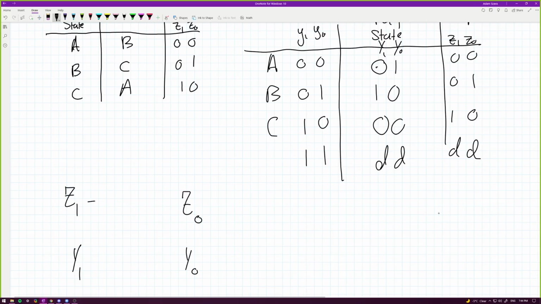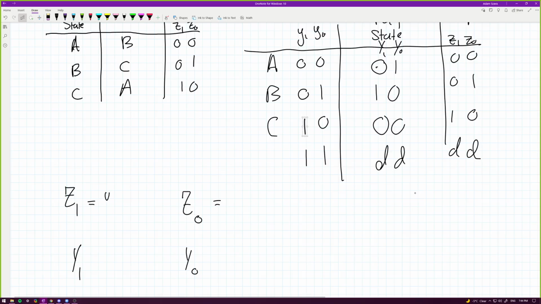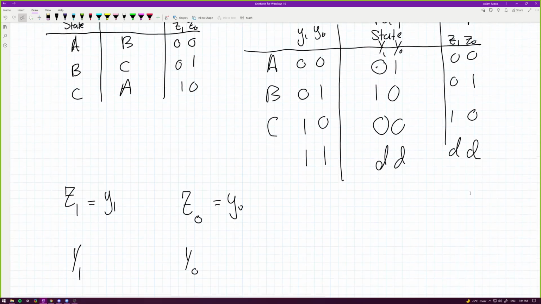Well, just by inspection, the output is always the same as the state. So I can just say Z1 equals Y1 and Z0 equals Y0. I don't need to do a K-map for that. It's just always equal to that. Hopefully that makes sense.